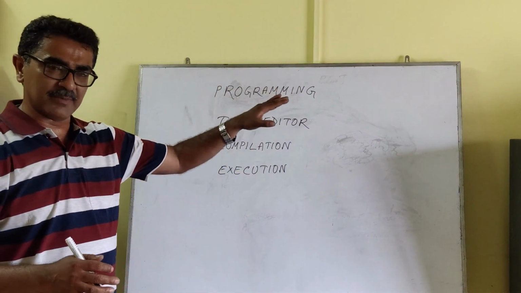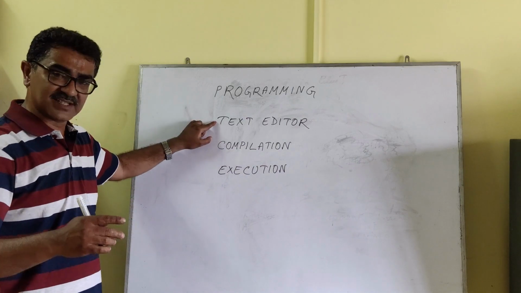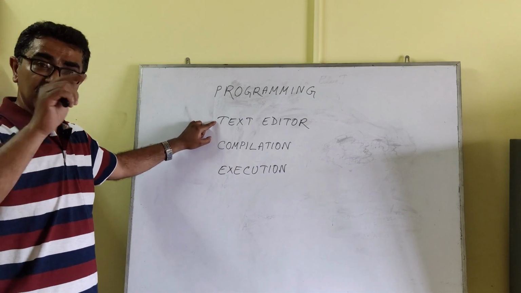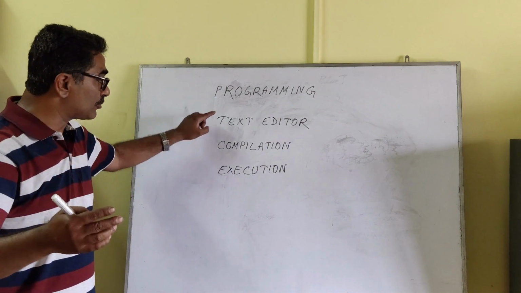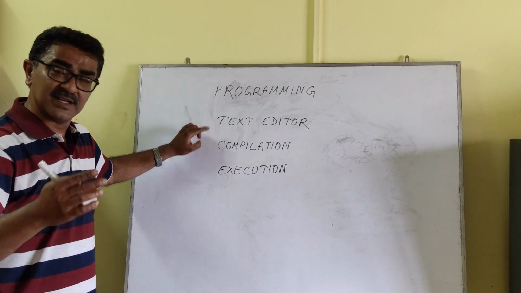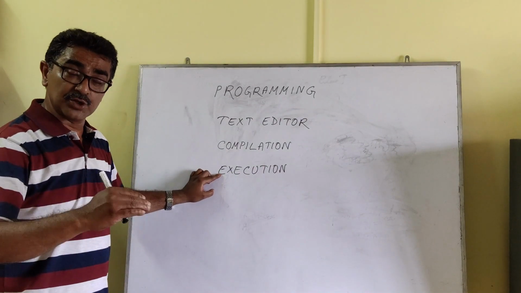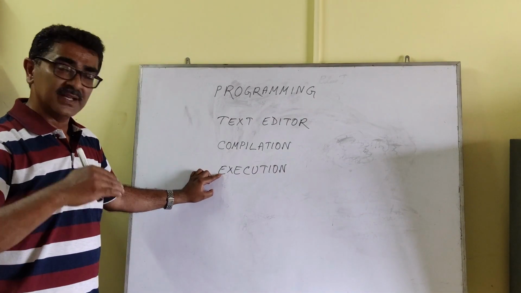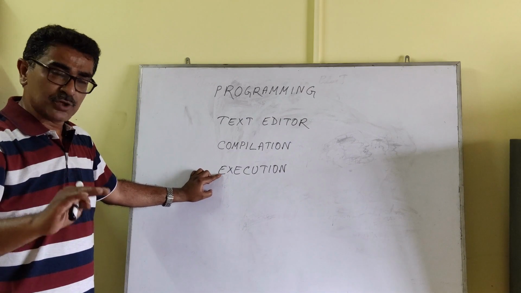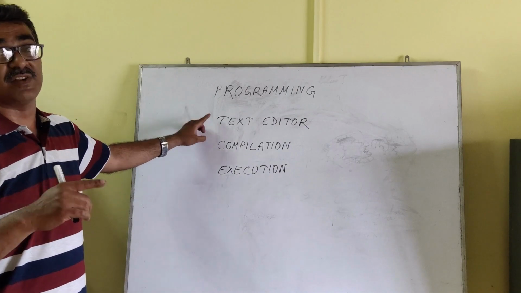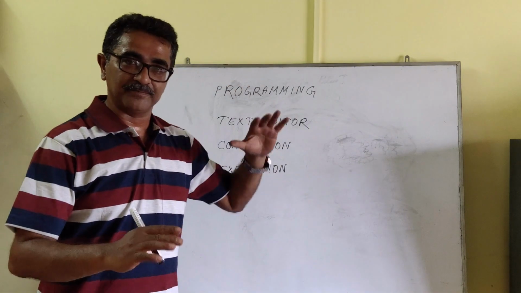So when I talk about programming, broadly speaking, it consists of three components: the text editor, the software package where we write the program; compilation, the process of converting the program written in the text editor to a machine understandable language; and execution. Execution is the process where we make the computer do whatever it is supposed to do according to the instructions we have given in the text editor. So this is the entire process of programming.